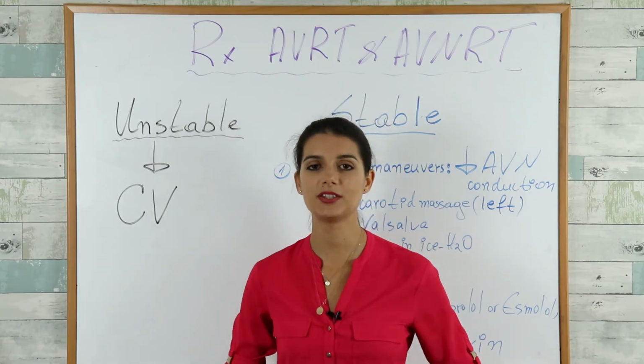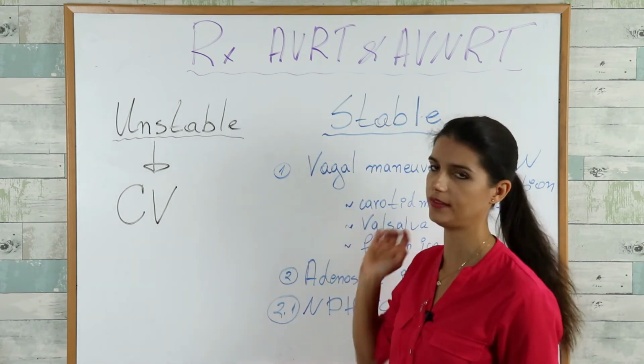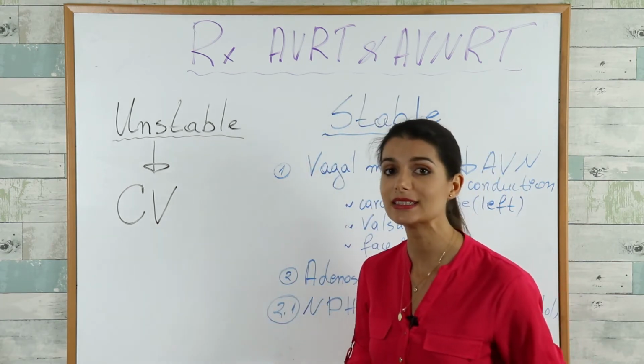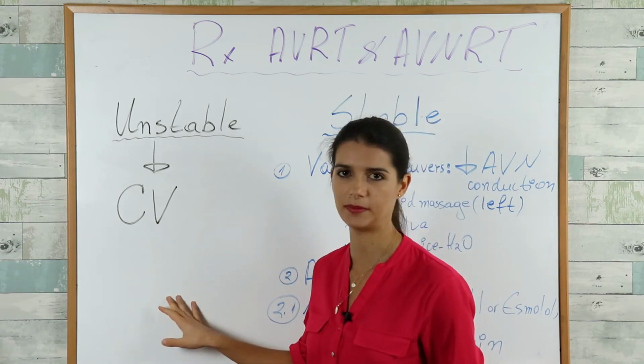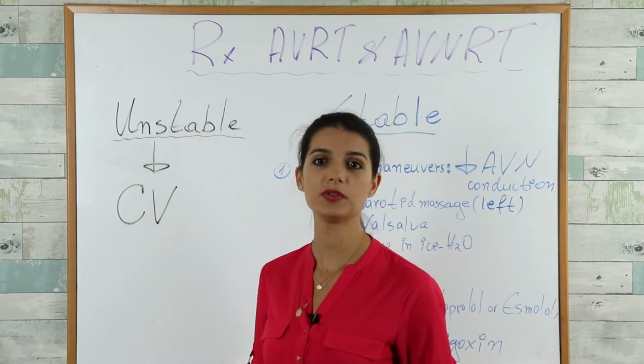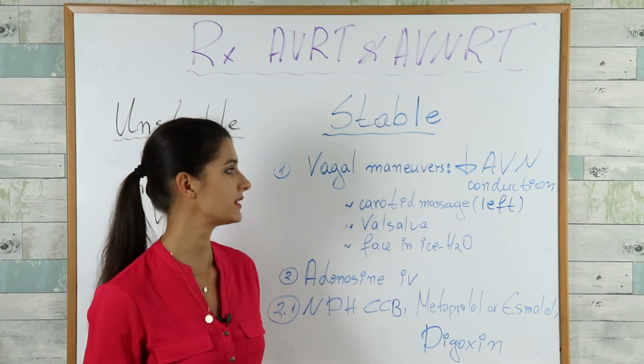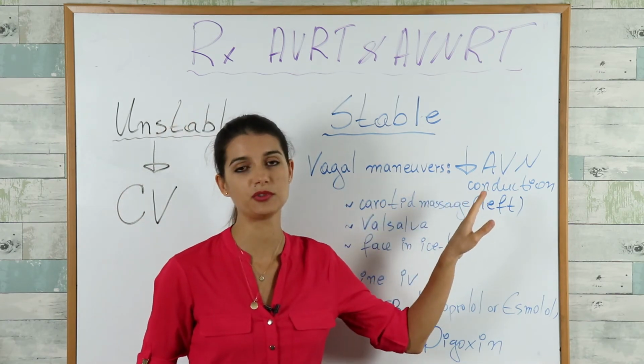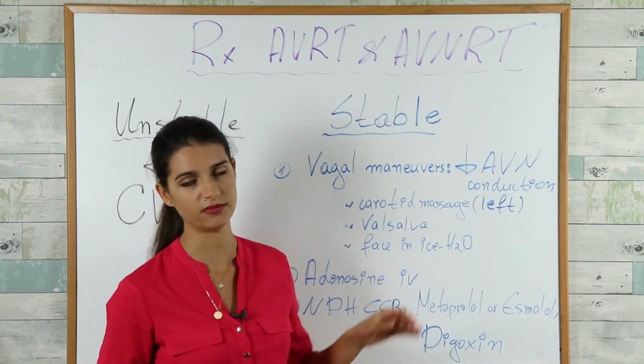Now let's see how we manage patients with AVRT and AVNRT. If the patient is unstable, then you have to cardiovert them. But if the patient is stable, you can try different things. You can start with the vagal maneuvers, which will decrease the conduction through the AV node.